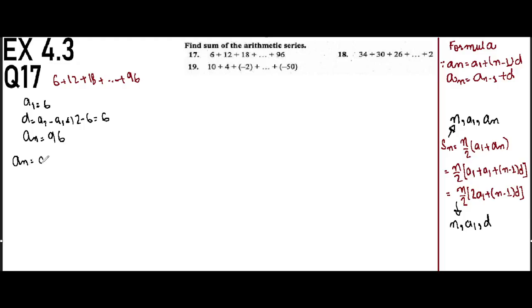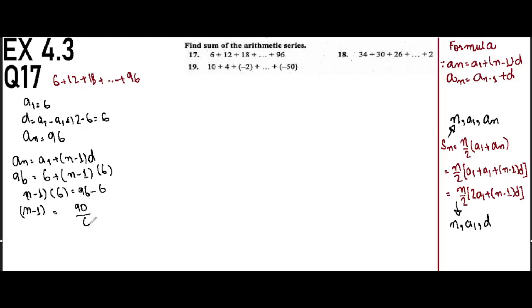An is equals to a1 plus n minus 1 into d. This is the formula to find the nth term. Now place the values. 96 equals 6 plus n we have to find, and d is 6. So n minus 1 into 6 is equals to 96 minus 6. So this is equals to n minus 1 is equals to 96 minus 6 is 90 divided by 6. So 3 2s are 6, 3 30s are 90, and 2 15s are 30. So n is equals to 15 plus 1, which is equals to 16.